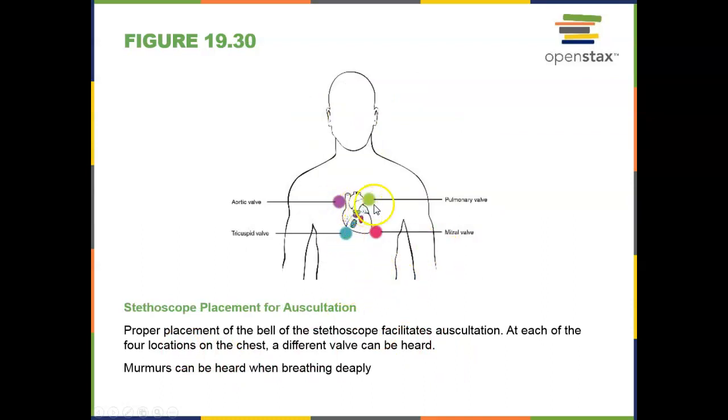We can place it in different regions around the heart. And when we do that, we can hear those valves open and close, and we can determine if there's any type of problem with our different valves. So if you have a murmur, that could be a problem associated with a specific valve not opening or not closing all the way, or not being able to open properly.